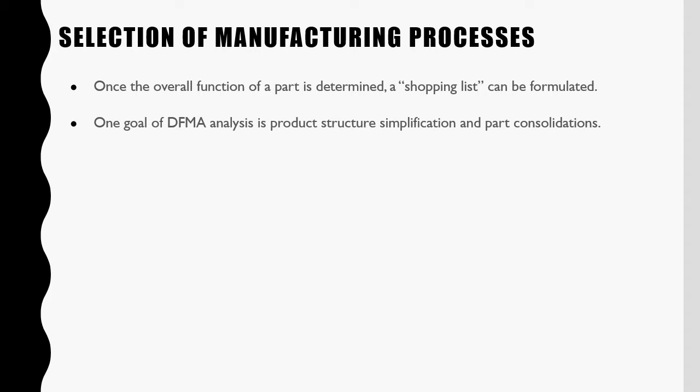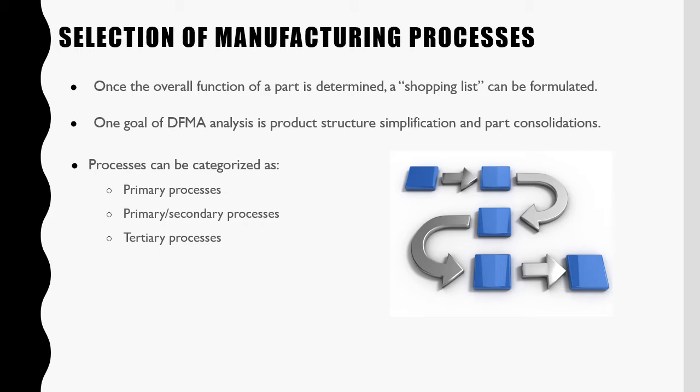In other words, you want to try to make the part as simple as possible, and there are a few ways you can do this because many combinations of materials are not possible. Many combinations of processes are not possible. And these processes can be categorized as one of three things.